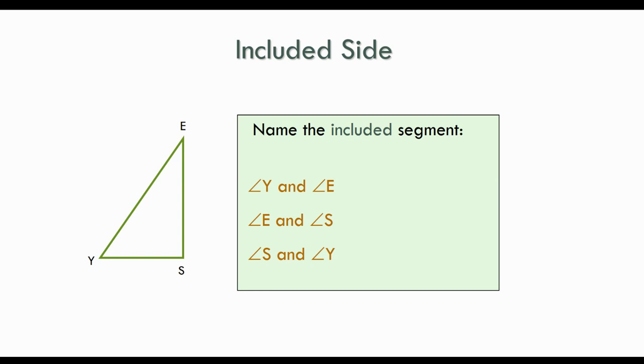So now I want to find the included side. So based off of the two angles, angle Y and angle E, all we have to do is put them together, and that's my included side. If I look at then E and S, those two angles, the included side, segment ES. And then finally, if it's angle S and angle Y, you put them together, the included side is the segment SY.